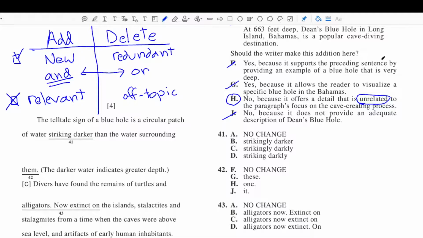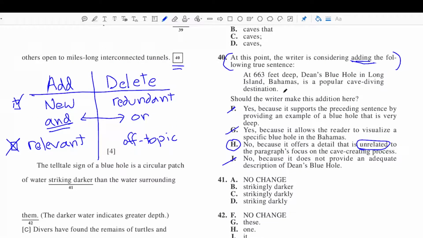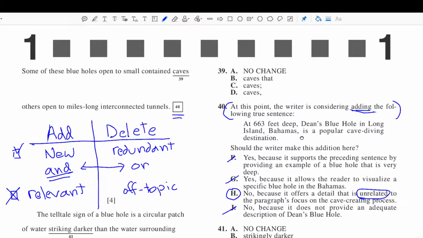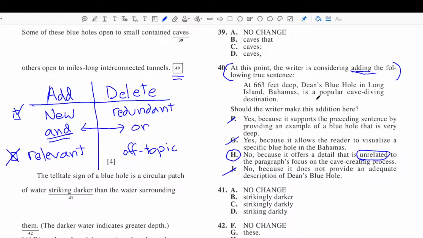Because it supports the preceding sentence by providing an example of a blue hole that is very deep. Well, I don't really know if it's very deep or not. It sounds pretty deep to me. But again, this is only tangentially related to the previous sentence, which just talks about some of them are big and some of them are small. So just by saying, oh, here's a hole, and to say that that's related, no, it's not. It doesn't really support it at all. So F would be wrong because the evidence is wrong as well.